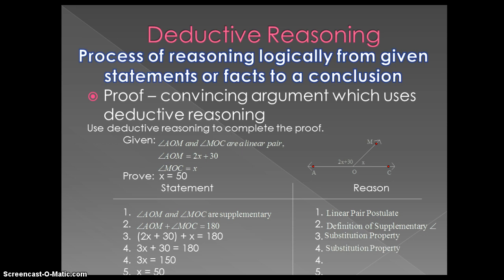Now, I am subtracting 30 from both sides, so I get 3x equals 150. I can do that logically because of the subtraction property. And lastly, I'm going to conclude that x is 50 because I can divide by 3 on both sides using the division property, and x is going to be 50.